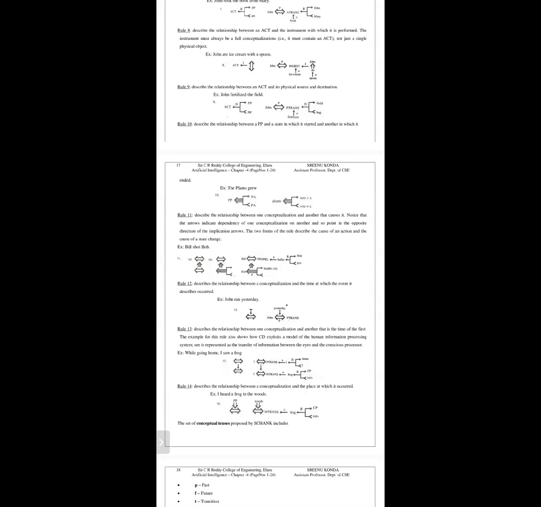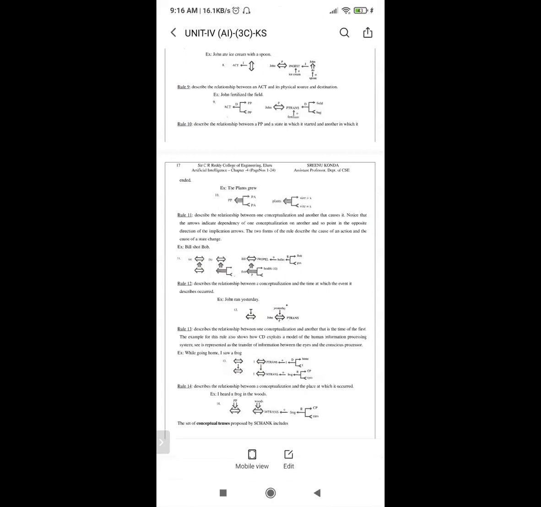Next, rule number 13. It describes the relationship between one conceptualization and another conceptualization, that is, the time of the first. For example, while going home, I saw a frog. I can write it as double arrow, arrow, double arrow.